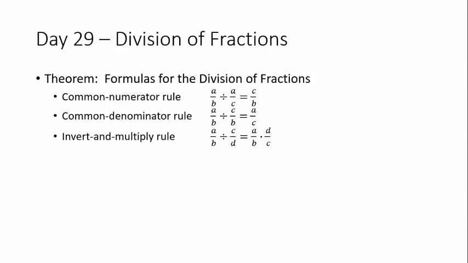We have the common denominator rule, a over b divided by c over b. Notice that the denominators are the same, and our quotient in this case is a over c. Look at the order of the numerators that appear in the quotient. Our third rule is invert and multiply. A over b divided by c over d is equivalent to a over b times d over c. This is probably the one that you are most familiar with.